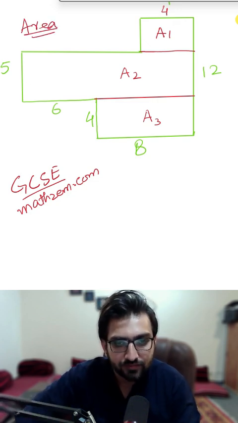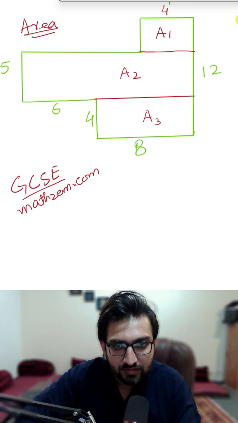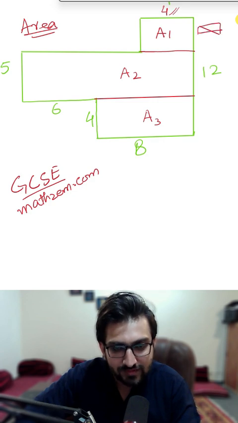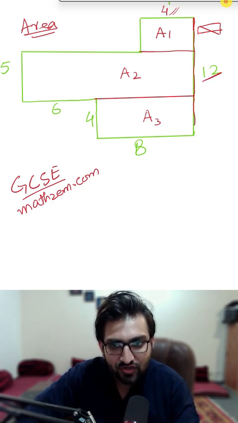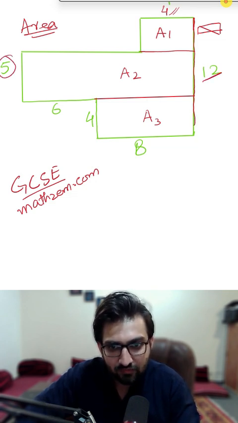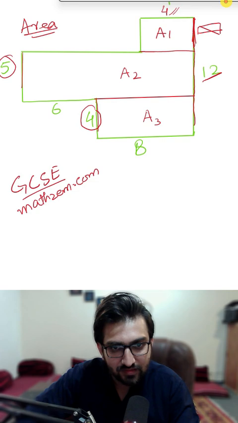So let's start with A1. To find out area 1, this is a rectangle. So in order to find the area 1, we need to multiply this 4 with that side. Now that side is not given, so we need to find out that side. How can we find it? You can see the total length from top to bottom is 12. So if I subtract 5 from 12 and 4 from 12, I will subtract this part and that part. So ultimately I will get that line.